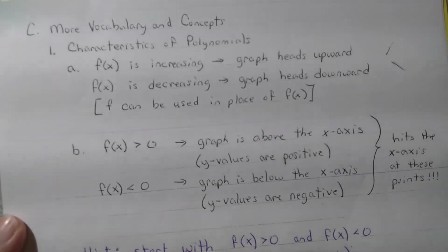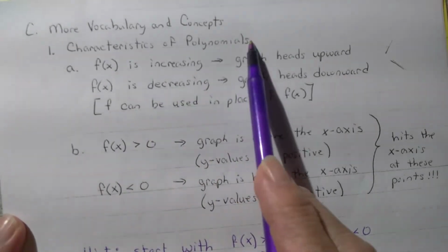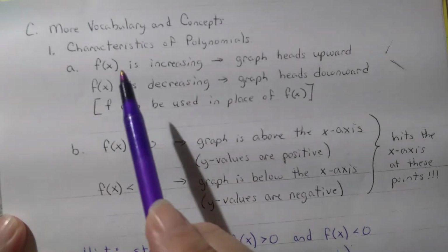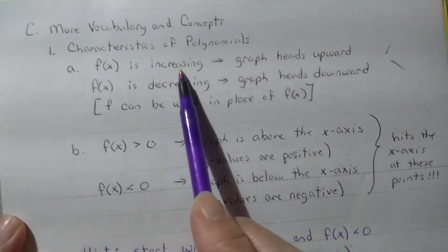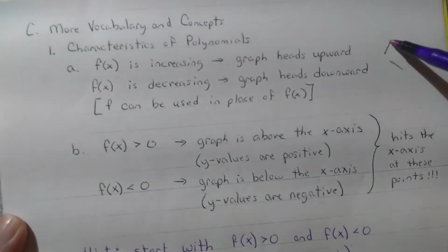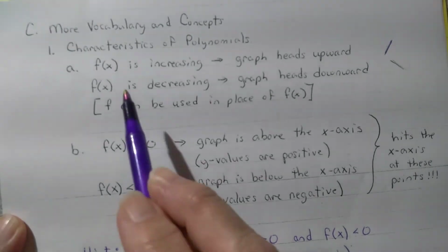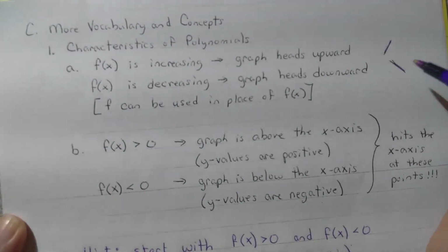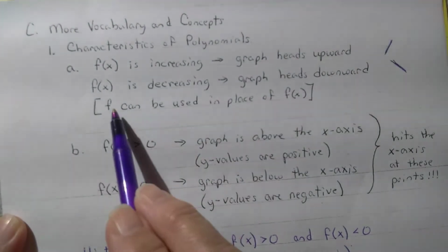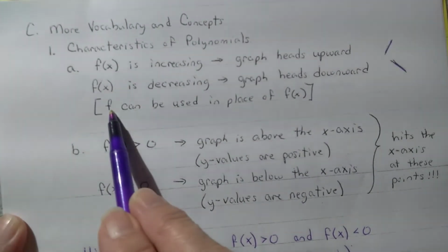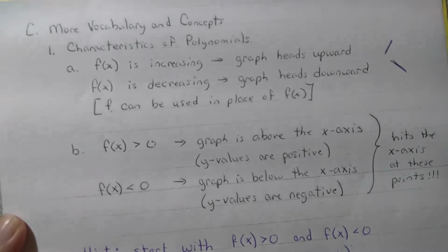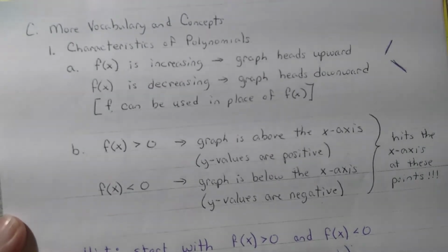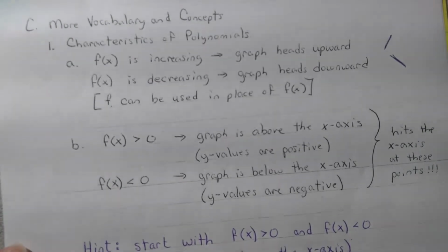Okay, second thing we need to talk about is characteristics of polynomials. When you have a function that's increasing, that means that it is heading upward. When you have a function that's decreasing, it's heading downward. They can either call it f of x or they can just call it f, so please don't get confused between those two. So we've got functions increasing and we've got functions decreasing.